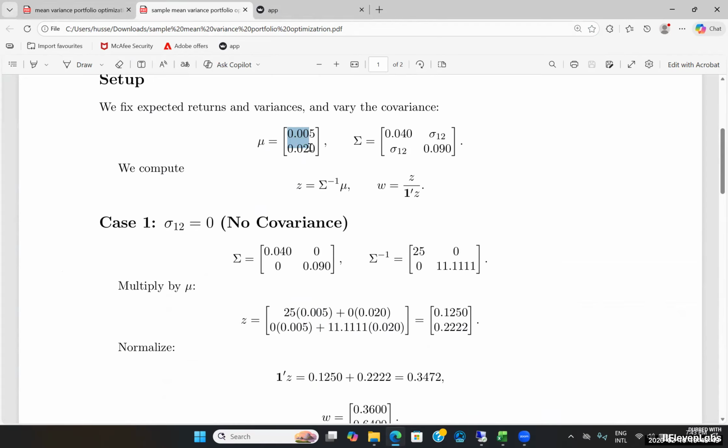The first parameter that we're looking at is the return matrix. More precisely, it is a column vector. The first asset you see has a mean return of just 0.5%. The second one, in stark contrast, offers a significantly higher average rate of return, coming in at 2%.